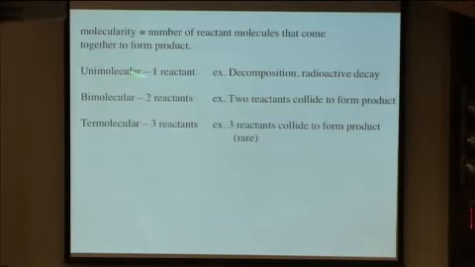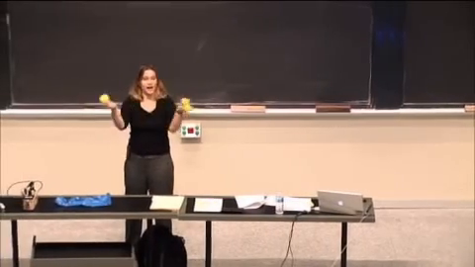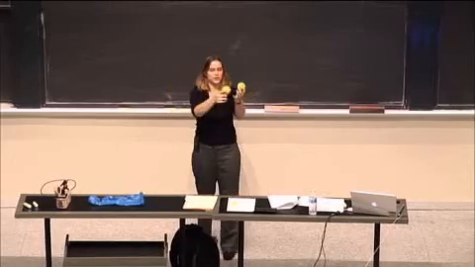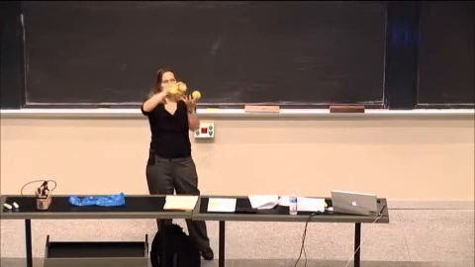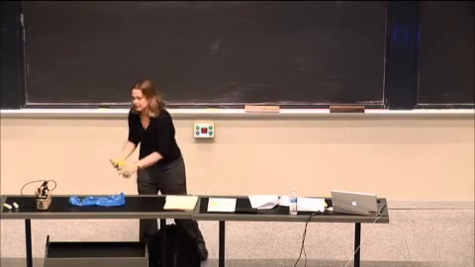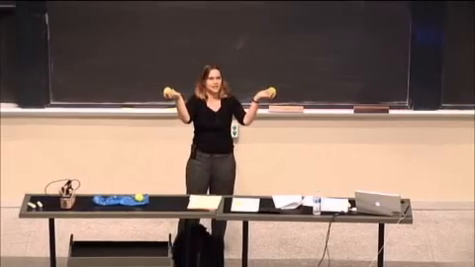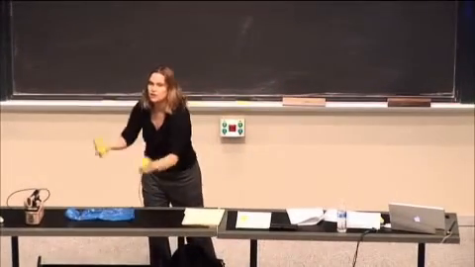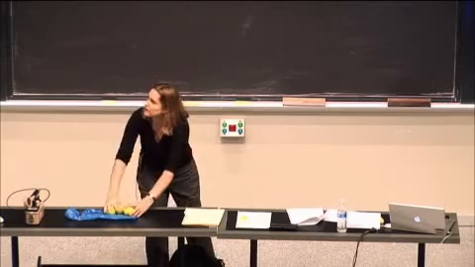They should be pretty easy to think about. So we have unimolecular. Examples would be some kind of decomposition or radioactive decay. Bimolecular, two reactants coming together to form products. And termolecular is three reactants coming together to form a product. And that's rare. And you can remember that it's rare if you think about how you would hold 3 tennis balls in your hand and have them all come together at the same time to form product. That is a difficult thing to do. 2 things coming together is easy.